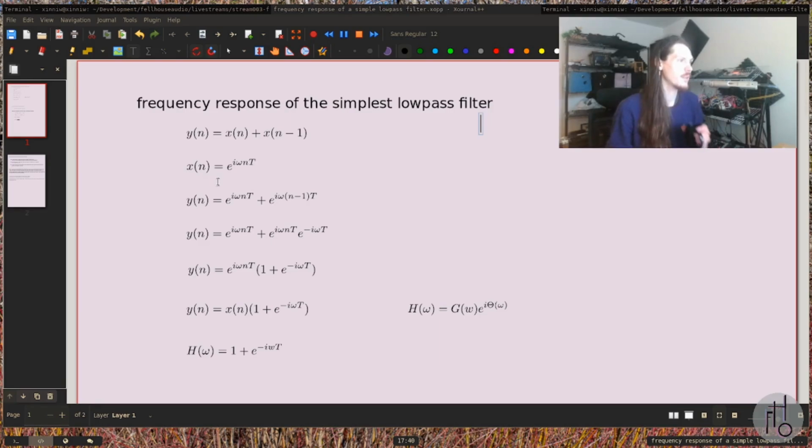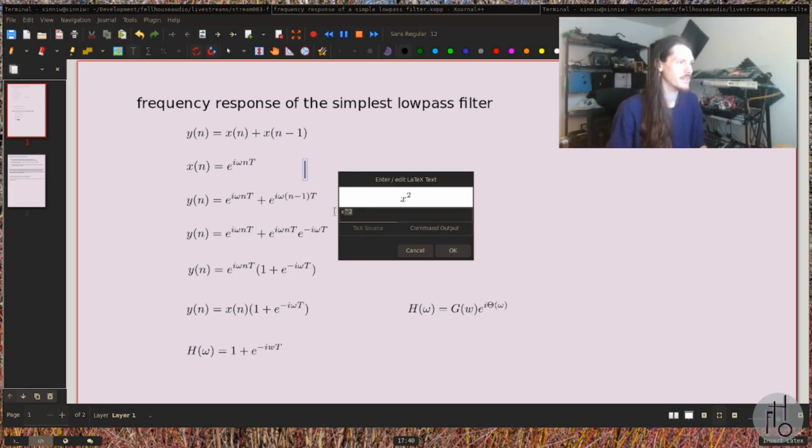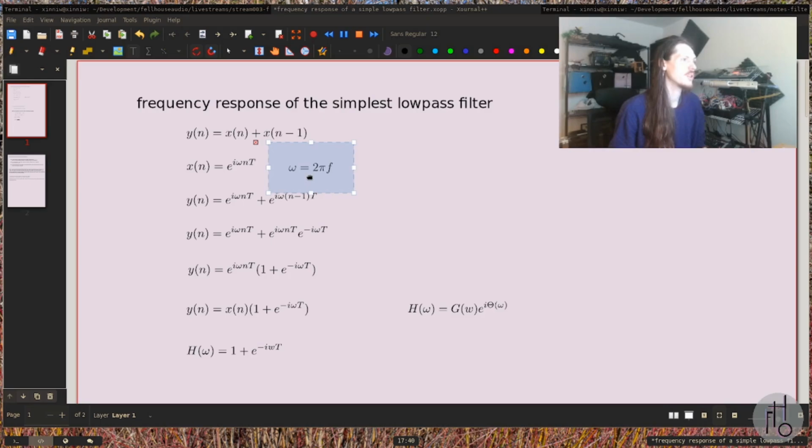We set x of n equal to e to the i omega t, where, oops, there's a little bit of context missing here, where omega is equal to 2 pi times the frequency. Omega is often called the angular frequency for that reason. So we plug in e to the i omega nt to this function. That means x of n is equal to e to the i omega nt, and x of n minus 1 is e to the i omega (n minus 1)t.